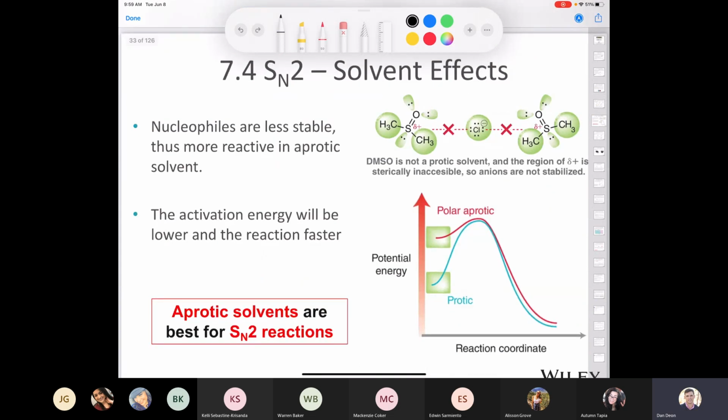So the DMSO can stabilize the cation, but it can't stabilize the anion, and boom, it's going to be super reactive. After all that talking for the past 10 to 15 minutes, the summary is this: aprotic solvents are best for SN2 reactions. That's it. You have to just be aware of that. It's going to come up all the time when we talk about SN2 reactions.